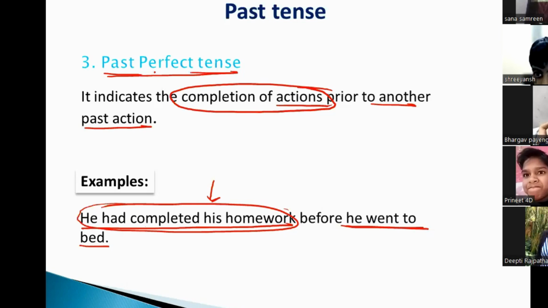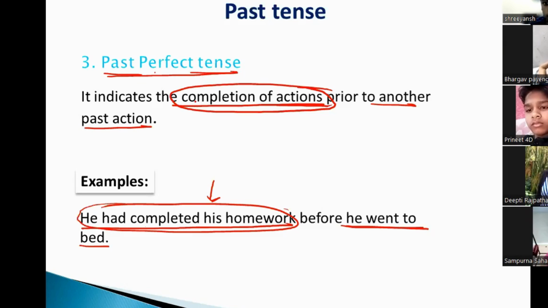So past perfect tense, it indicates the completion of an action. Basically, perfect tense is indicating the completion of an action, right? But past perfect tense indicates the completion of an action prior, means before another past action. It means you are going to have two actions in the past time. So the first action should be indicated using this past perfect tense.